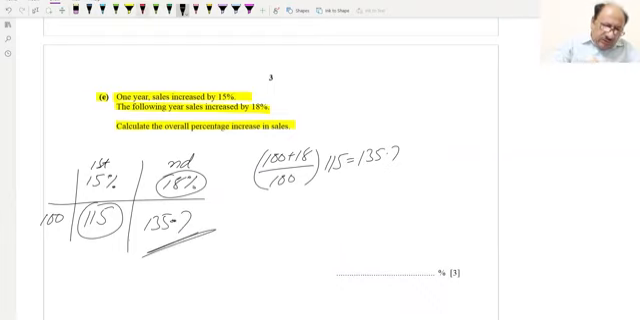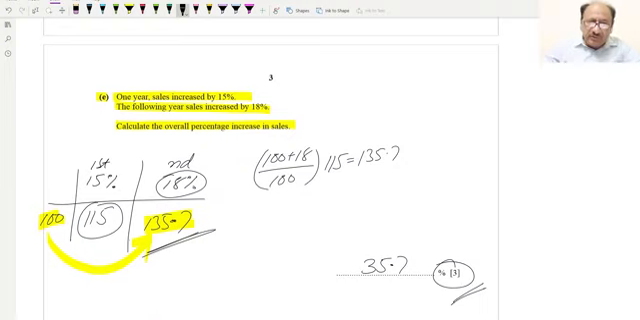So if we check the increment from 100 to this one, from first year to second year, overall increase will be how much? We started with 100 and reached 135.7. So it is basically a 35.7% increase, and it is a 3 mark question. Hopefully you understood this percentage increase.